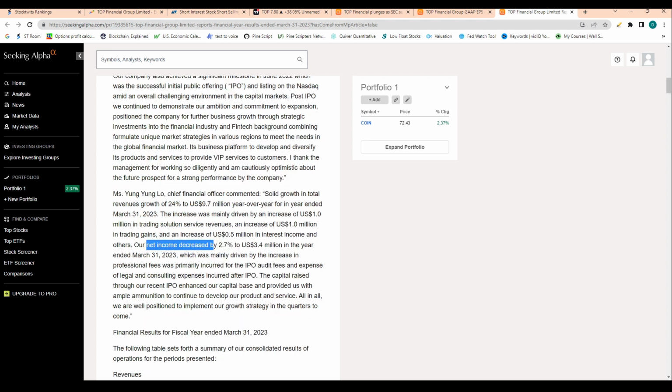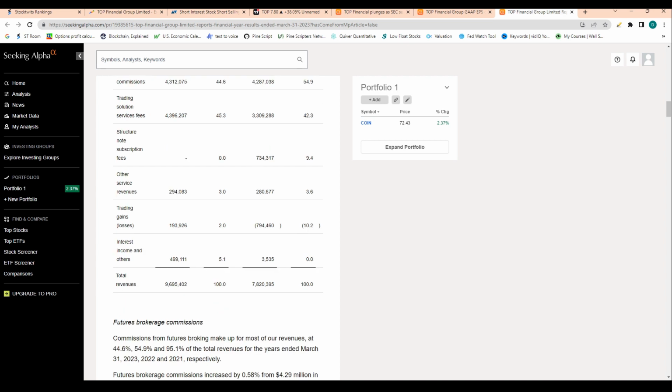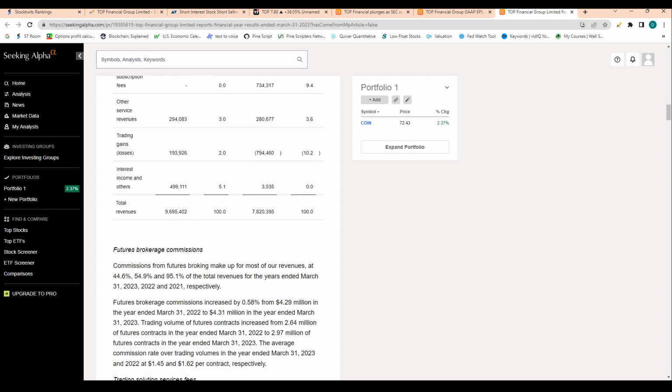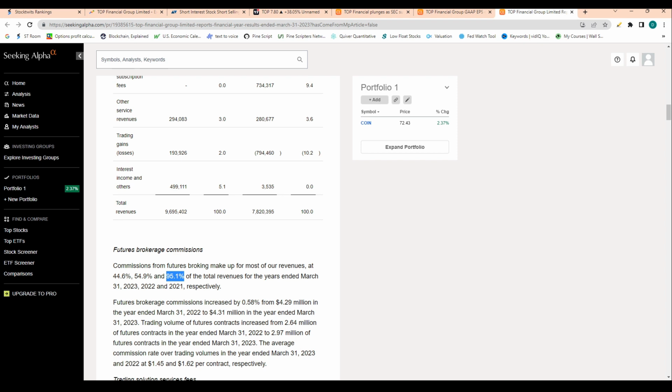So, like you said, revenue's up a lot. The net income did come down, which is slightly concerning. And you can kind of see their revenue streams broken down here. Commissions from futures broking made up most of our revenues at 44%, 54%, and 95% of the total revenues for the year ended March. So that basically shows you how this has progressed. So good to see there. It's come down in terms of the percentage of revenues, but it's still pretty solid at 44% for 2023.